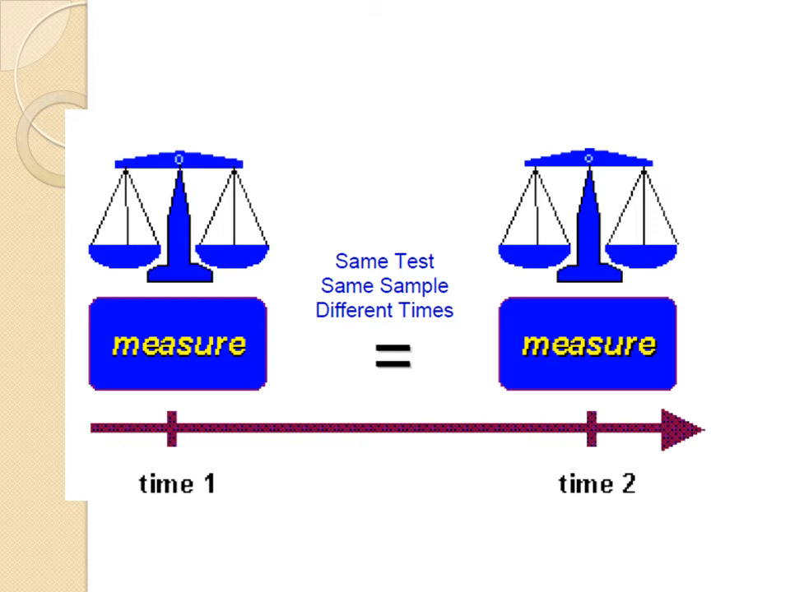So you use the same test on the same people but at different times. These two times, time 1 and time 2, should yield the same or consistent test results because you administered the same test to the same people. The only difference is the time.